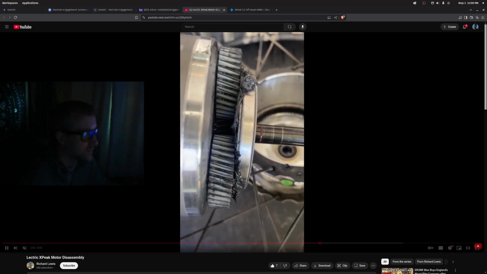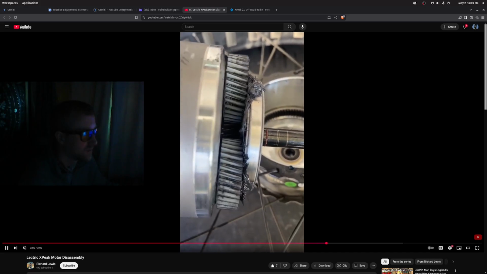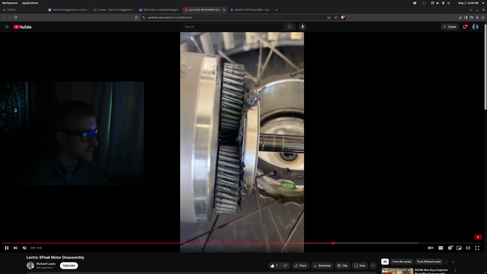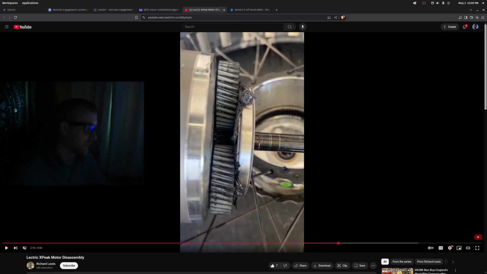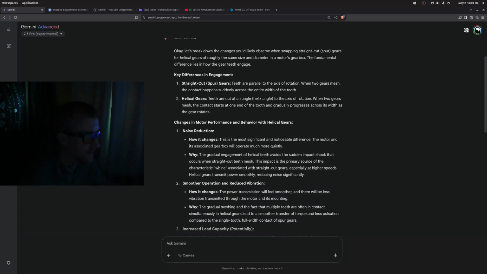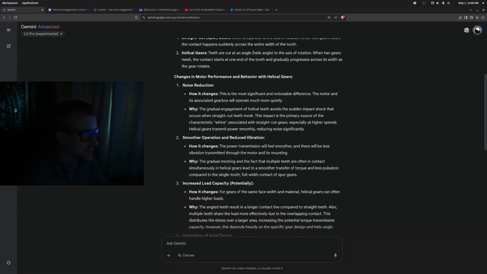Very interesting. I've never seen this. Never seen a G60 with these gears like this. And so the other thing about when you're using straight-cut gears versus helical gears is that, so it says, when you have helical gears, there's a noise reduction. The motor and its associated gearbox will operate much more quietly because the gradual engagement of helical teeth avoids the sudden impact shock that occurs when straight cut teeth mesh.